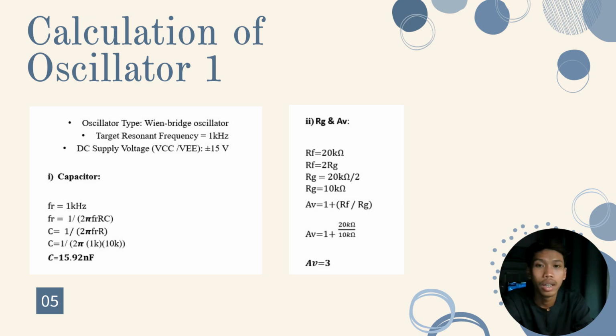Calculation for Rg and Av. Rf equals 20 kilo-ohm and Rf equals 2 Rg. So Rg equals 20 kilo-ohm divided by 2. We got 10 kilo-ohm. For the Av, it equals 1 plus Rf divided by Rg. The value of Rf is 20 kilo-ohm and the value of Rg is 10 kilo-ohm. Divide it and add 1. We got 3.